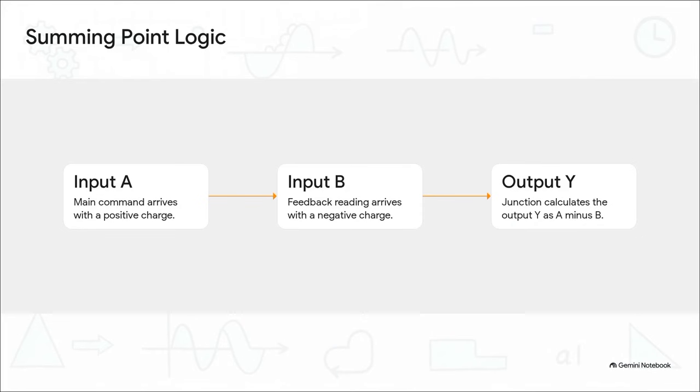A summing point is really just a simple mathematical junction. Let's walk through exactly how it combines signals based on their polarity. Imagine a summing point right in front of you. Step 1, your main command, input A, arrives with a positive charge. Step 2, your feedback reading, input B, arrives with a negative charge. Step 3, the junction calculates the output as A minus B.